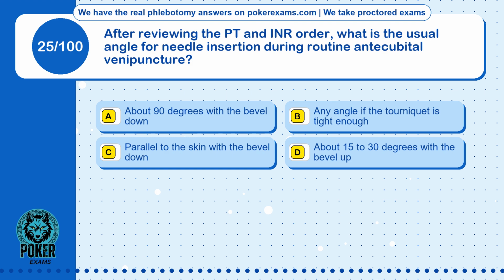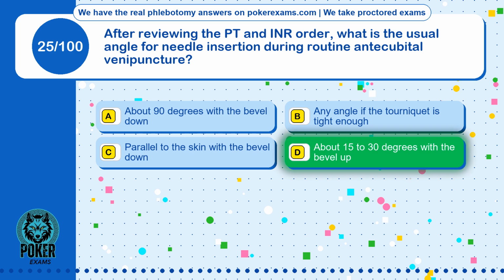Question 25. After reviewing the patient and INR order, what is the usual angle for needle insertion during routine antecubital venipuncture? Option A. About 90 degrees with the bevel down. Option B. Any angle if the tourniquet is tight enough. Option C. Parallel to the skin with the bevel down. Option D. About 15 to 30 degrees with the bevel up.